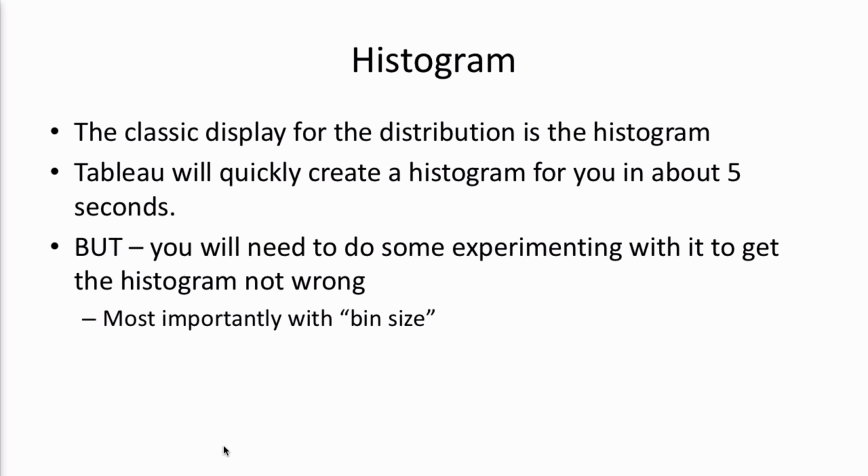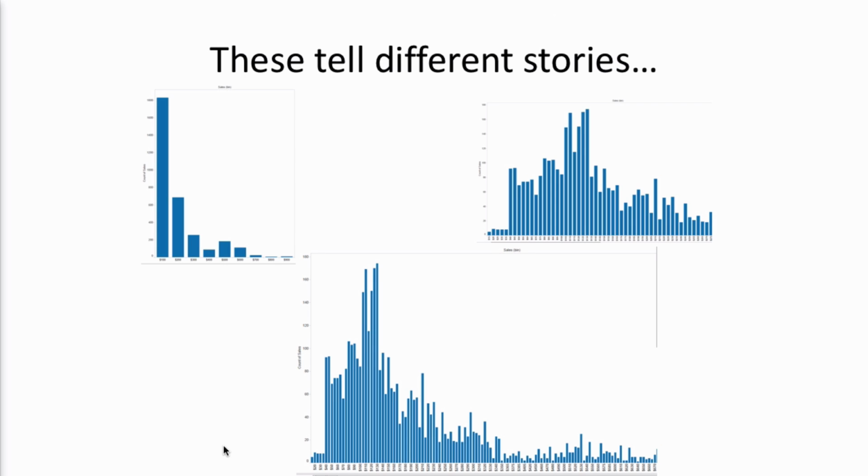What's a histogram? The classic display for the distribution. Tableau will let you create a histogram in about 5 seconds, but often the histogram that Tableau comes up with may be less not wrong than something else that you can do. So we have to become more not wrong with those as we go. Notice here, these tell different stories. What's the difference between these different histograms? The size of the bin.